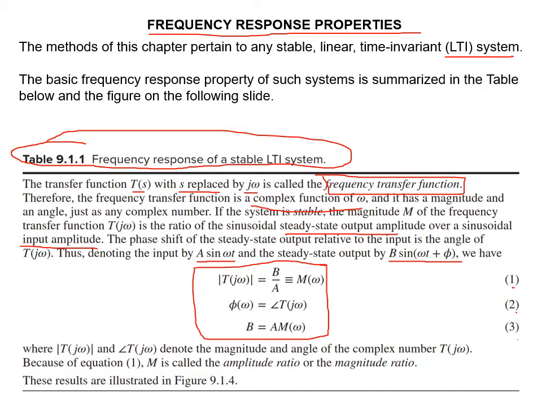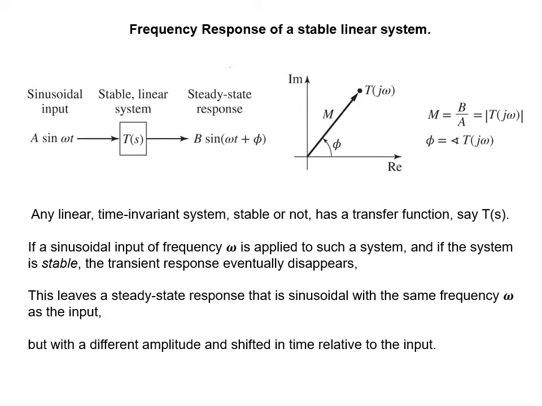In notation down here, we have the absolute value of T of j omega and the angle of T of j omega. This represents our magnitude and our angle for the complex number T of j omega. Now we want to remember here our M is what we're going to refer to as our amplitude ratio or our magnitude ratio, and you'll see that within a lot of the problem statements and examples within the textbook. Now let's take a look at figure 9.1.4 to see the results that are illustrated from this.